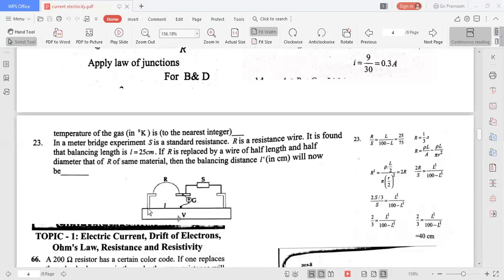R1 is imagined as R, so R by R2 is equal to 1 by 2, which implies R2 is equal to 2R. That means whenever R2 is equal to 2R, in the right gap resistance, there is no change, the resistance in the box. That is S only. Then what is the balance length they ask?